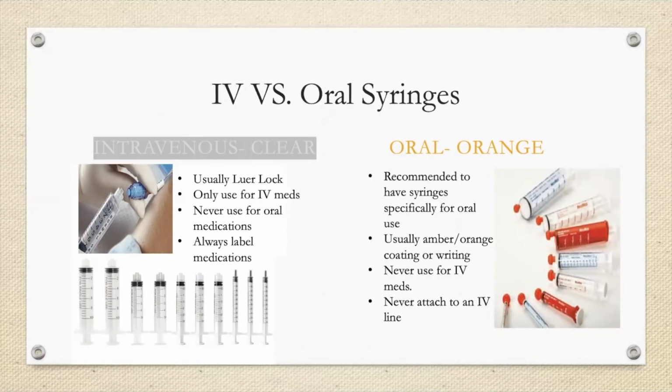So a lot of those are in suspension or in liquids. So it's important to understand the difference between oral syringes and IV syringes. IV syringes, as you can see right here, are clear. Most of them should be Luer lock, and you never ever want to use these kinds of syringes for oral medications. You always want to label your medications so that you know that they are IV.